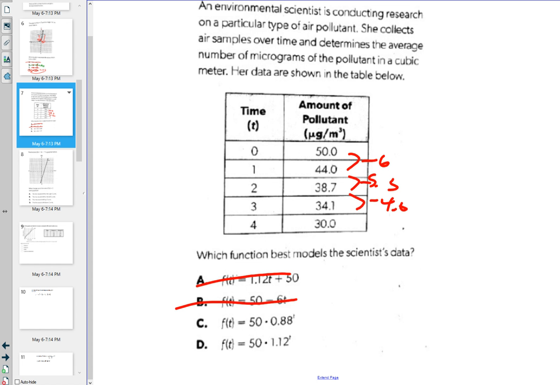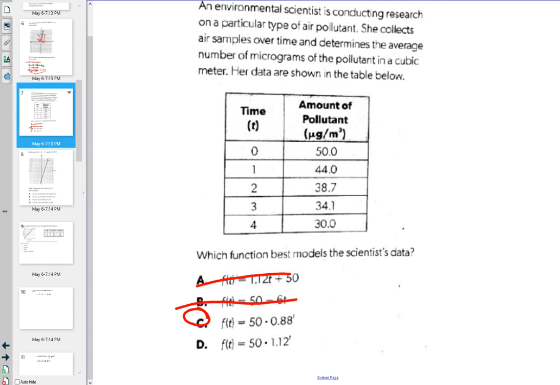The other one that we studied, the geometric relationship, is exponential. This could be exponential. If it was exponential, there would be a common ratio. Now, as the x's get bigger, are the y's getting bigger or smaller? They're getting smaller. So if I were to test any of these out, which would be the first one I test? I would test C, because it looks like a decay.